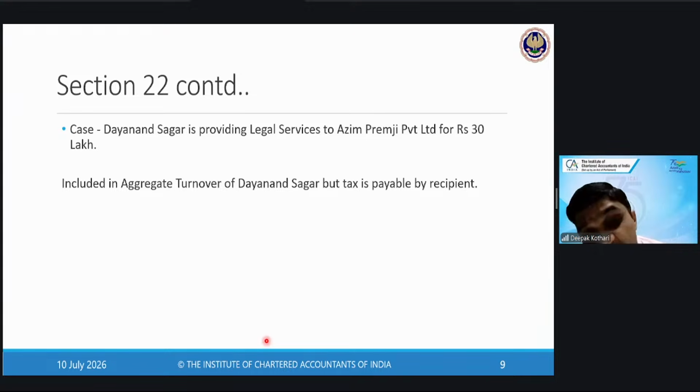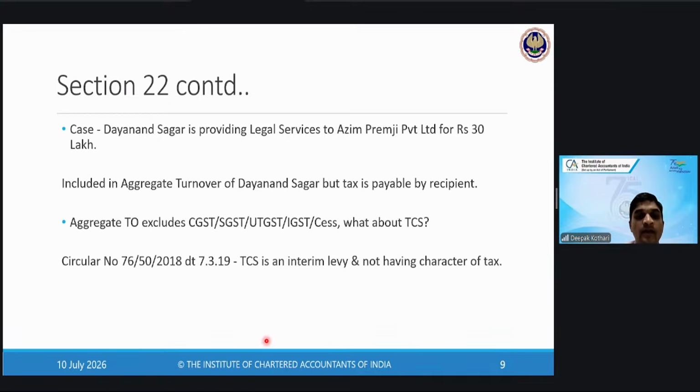It is included in the aggregate turnover of Dayanand Sagar, but the tax is payable by the recipient. So even though the supplier doesn't pay the tax, because it is tax paid under reverse charge basis, the recipient will pay the tax, but for calculation, it will be added in the aggregate turnover of the supplier, who is Dayanand Sagar. Okay. Aggregate turnover excludes the taxes. So aggregate turnover excludes the CGST, SGST component.